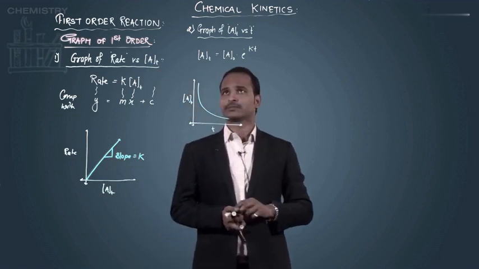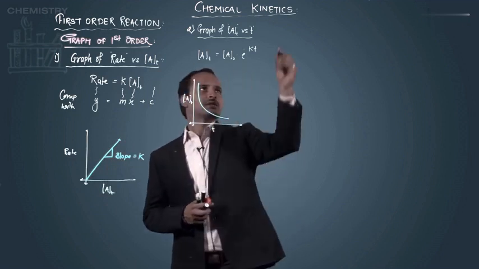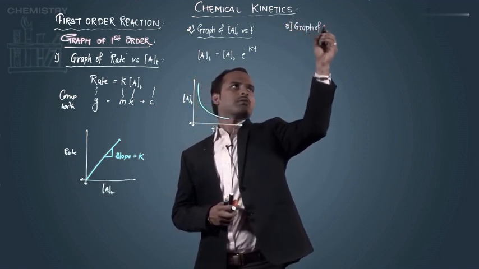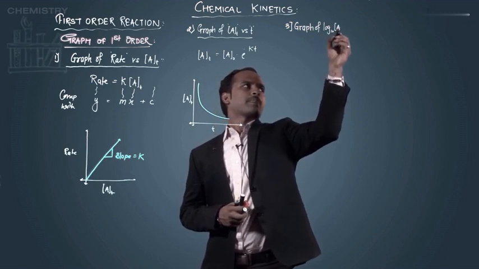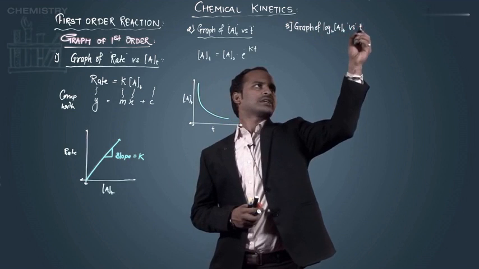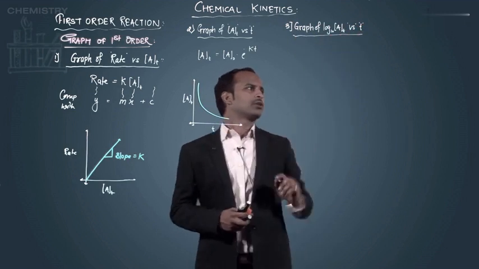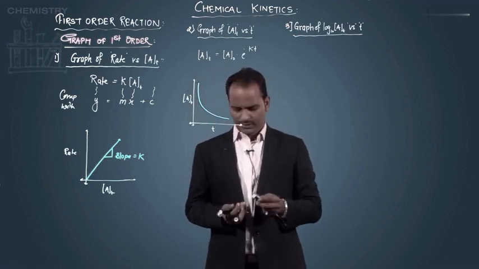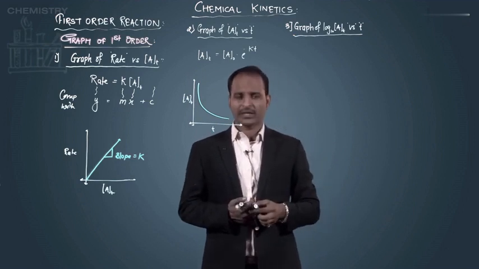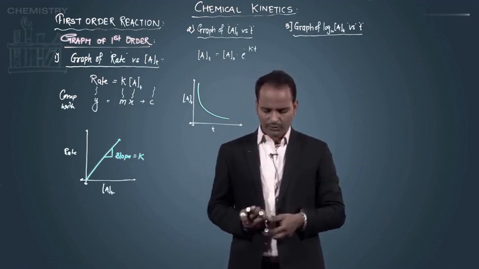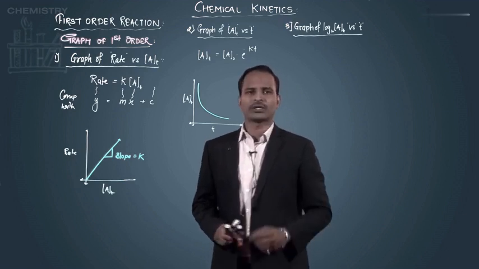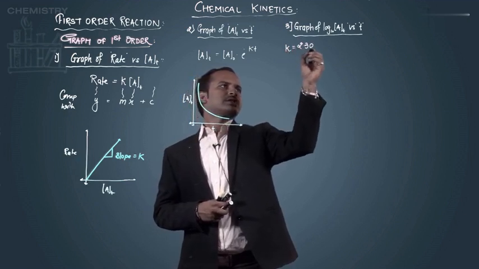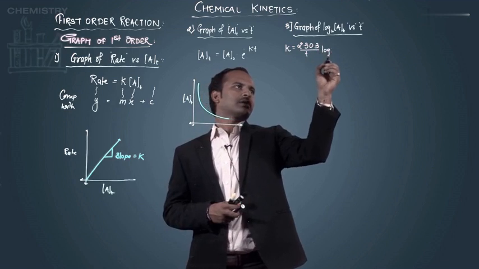Then third one is a graph of log to the base 10 At versus time. Now, log to the base 10 At and time are related by a formula, that is k is equal to 2.303 upon t log to the base 10 A naught upon At. So we have the formula k is equal to 2.303 upon t log to the base 10 A naught upon At.